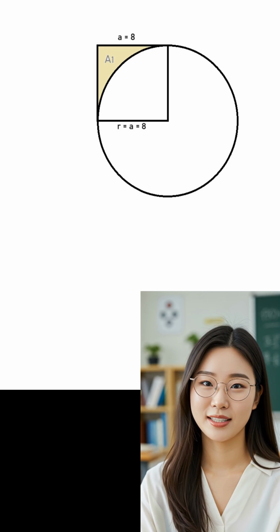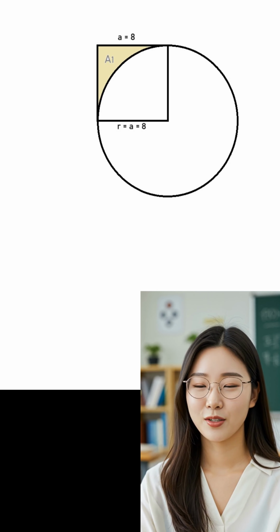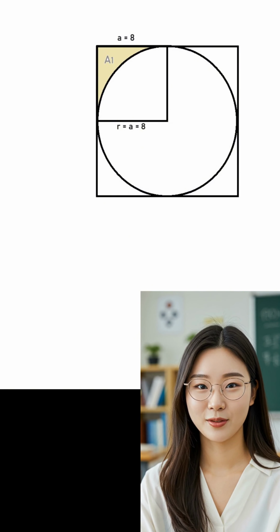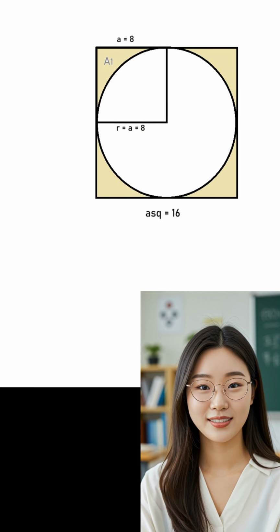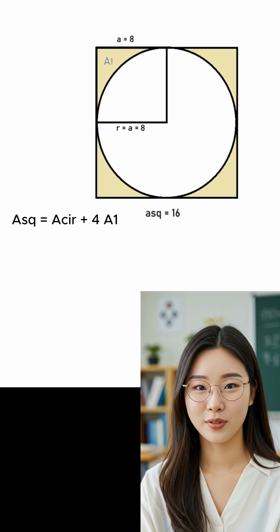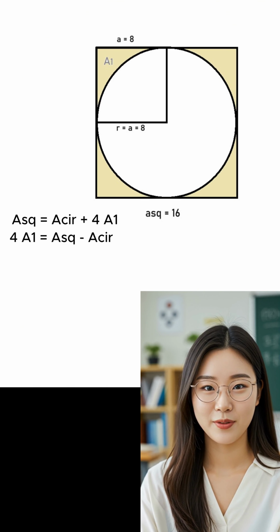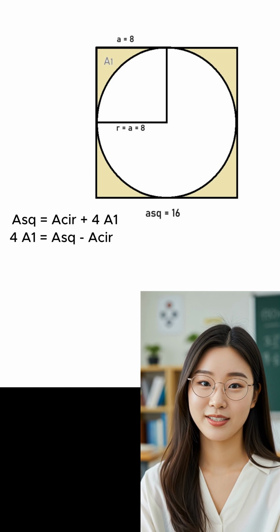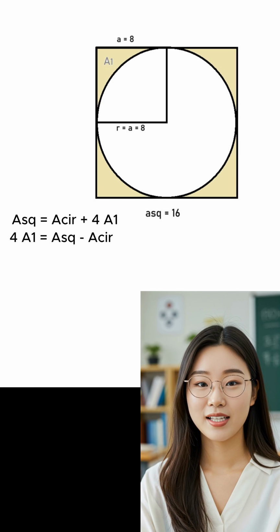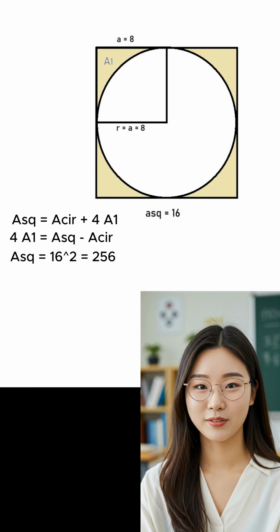From the drawing, we can conclude that the side of the square that surrounds the circle is 16 units. So we construct a square with a side of 16 units around the circle. If we mark all areas A1, it turns out that the area of the square is equal to the area of the circle plus 4 areas A1. From here, we get that 4 area A1 is equal to the area of the square minus the area of the circle. The area of a square is 16 squared equals 256.